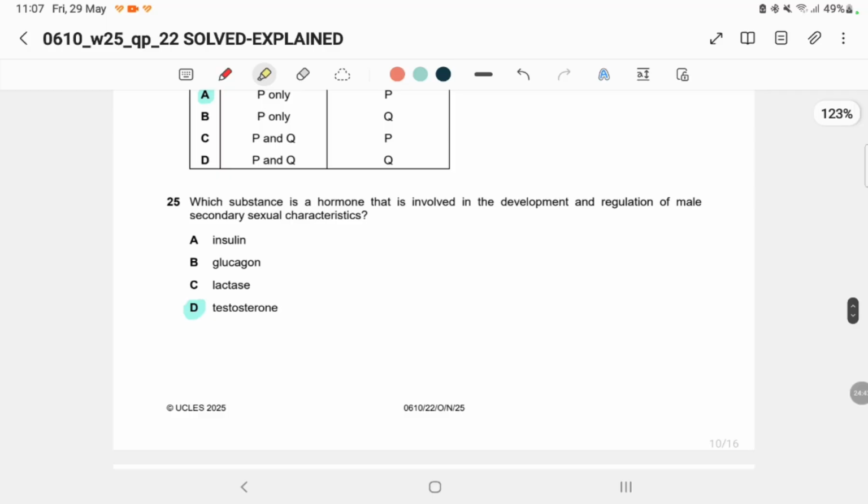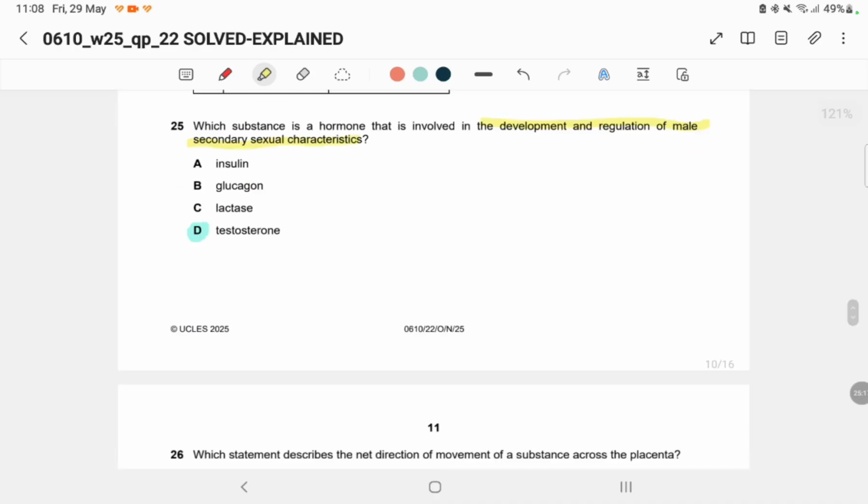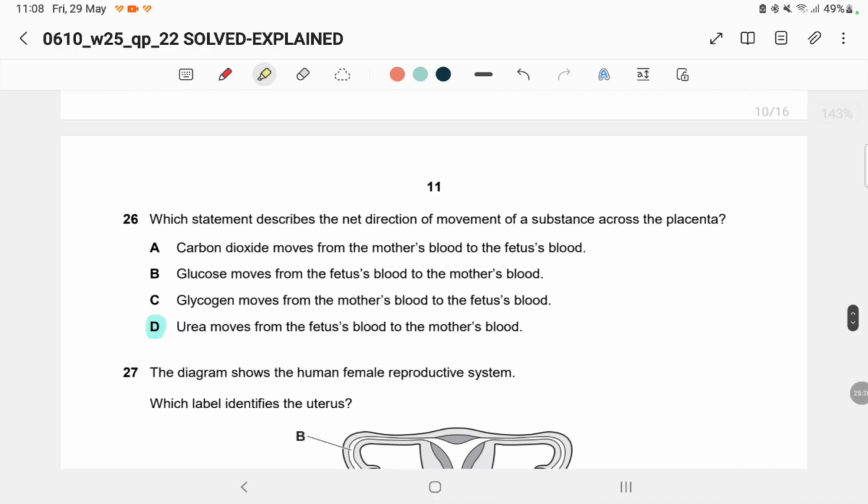Question 25. Which substance is a hormone that is involved in the development and regulation of male secondary sexual characteristics? It is testosterone, and you cannot say insulin, because insulin is for when your blood glucose is high, and glucagon for when your blood glucose concentration is low. Lactase is not it at all, because lactase just digests lactose, and that's not the case in this question. Male secondary sexual characteristics is a very small and narrow topic. Male is testosterone; female is estrogen, progesterone, LH hormone, FSH hormone, follicle stimulating hormone. That's it.